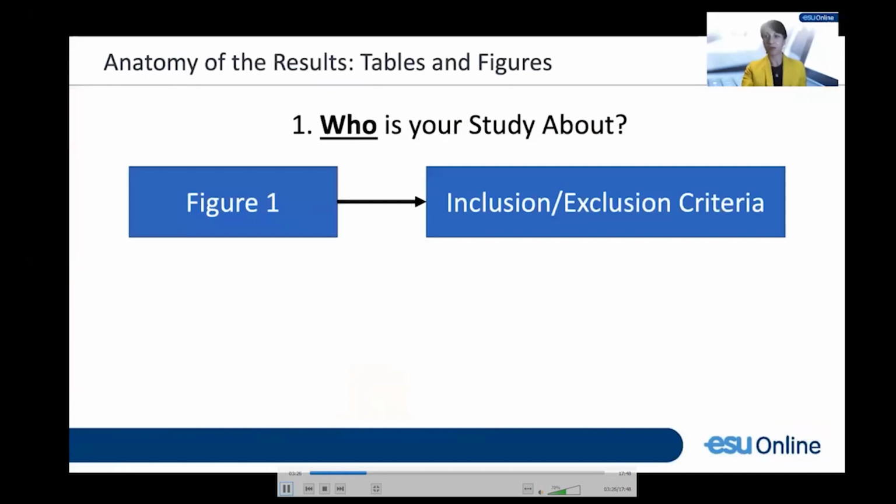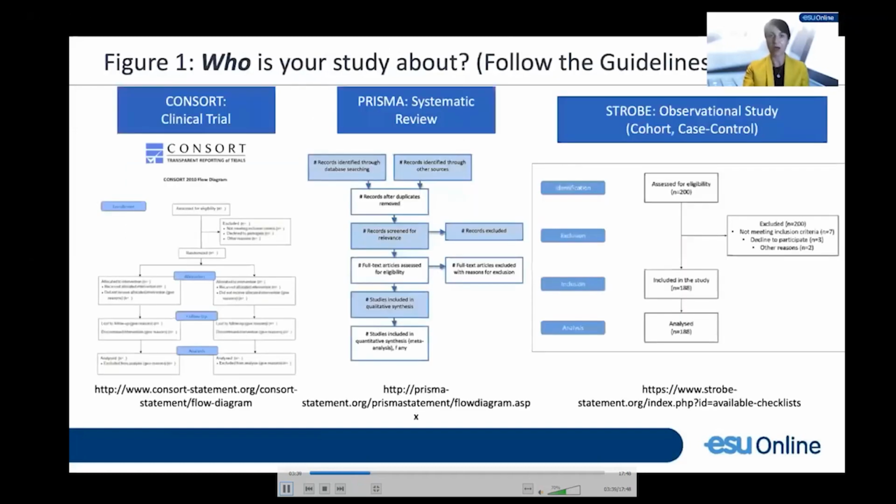So the first thing you're going to talk about, as you're putting together your tables and figures, and then ultimately your results, is who is your study about? So figure 1, when I think about figure 1, it's all about the inclusion and exclusion criteria. Now, the important thing is when you're talking about who this study is concerned with, you want to present it in a way that is extremely clear and succinct, but also very transparent.